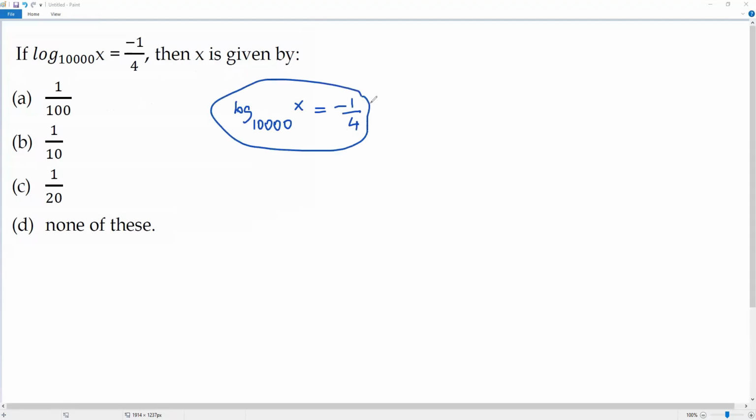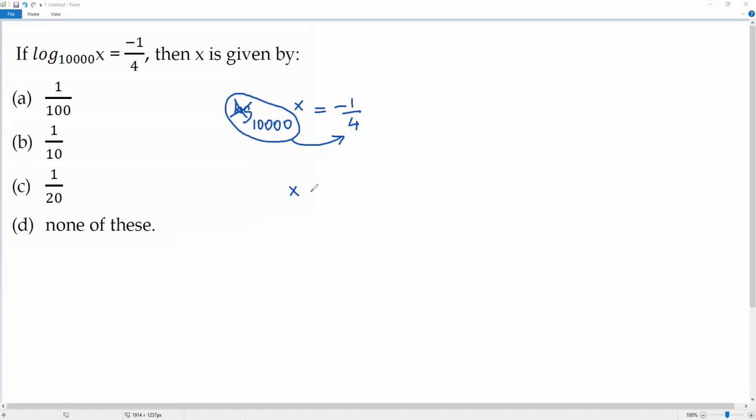This equation is in logarithmic form. To solve for x, we have to convert this equation to exponential form. To convert this equation to exponential form, consider the logarithm along with the base 10,000 on the left side. It has to be moved to the right side. When I move this to the right side, I have to ignore this logarithm. Consider only the base 10,000 on the right side. The value which already exists on the right side will become the exponent of this base 10,000.